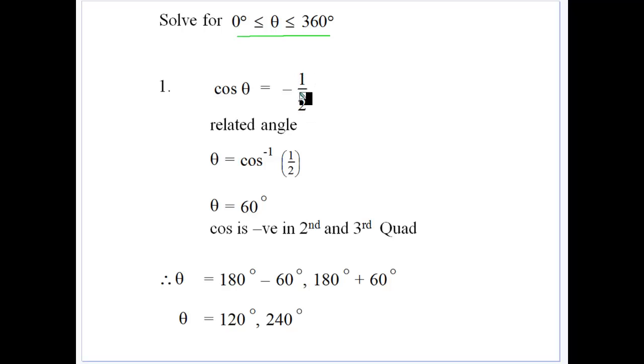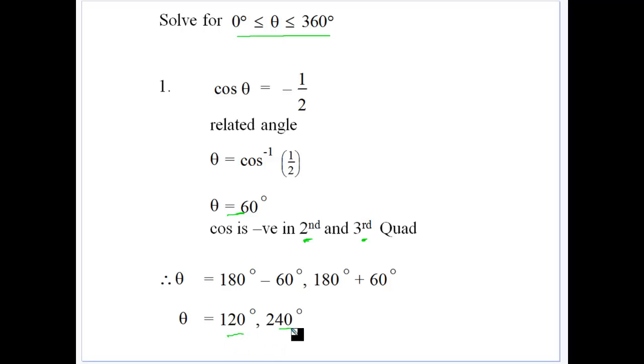Cosine of theta equal to minus a half. So what's our related angle? Ignore the sign, take inverse cosine of a half, which gives us 60 degrees. You can throw that in the calculator and that will work for you. Then consider cosine being negative. It's in the second and third quadrants. So how do we get our angle in the second quadrant? We subtract the related angle from 180. That gives us an angle between 90 and 180. And then in the third quadrant, we add the 60 degrees to 180. That gives us an angle between 180 and 270.